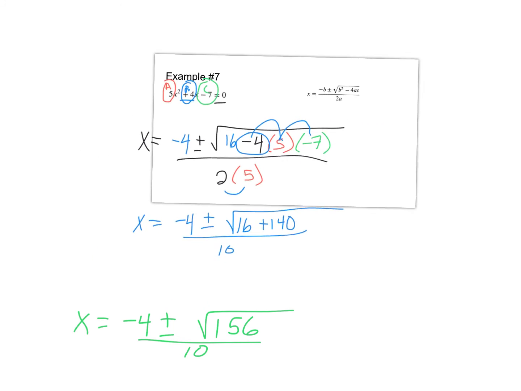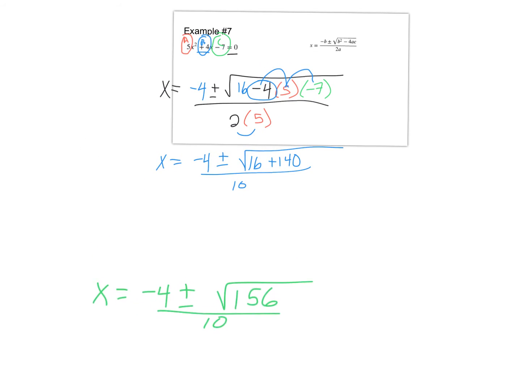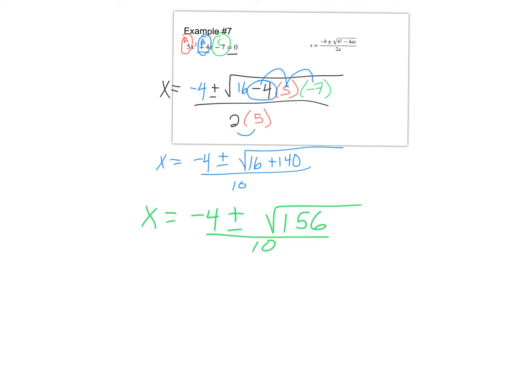Okay, I'm going to shrink this down. Oops, it's separated a little bit here. Okay, so now on the calculator, I'm going to type in square root 156. And we get 12.489996, so I'm going to round. X equals negative 4 plus or minus 12.49 divided by 10.